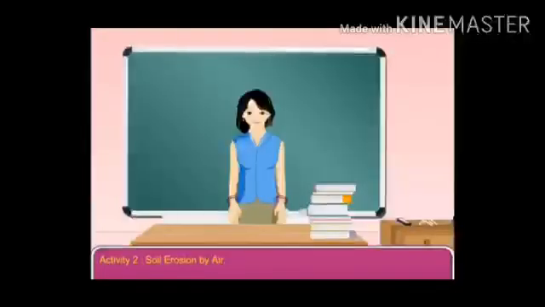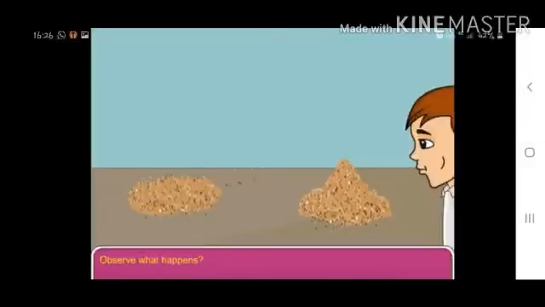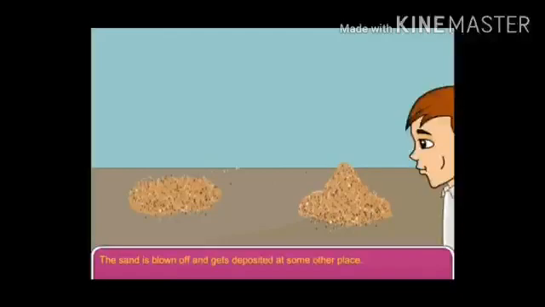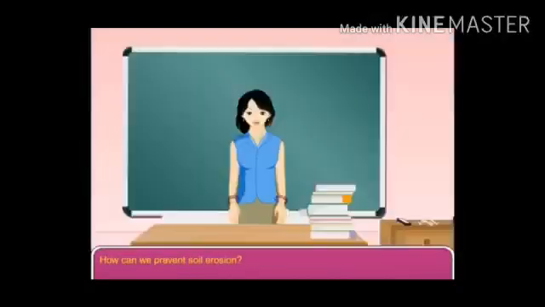Activity 2: Soil erosion by air. Place some sand at one place on the table. Now blow air over the sand. Observe what happens. The sand is blown off and gets deposited at some other place. The blowing away of top layers of soil is called soil erosion.